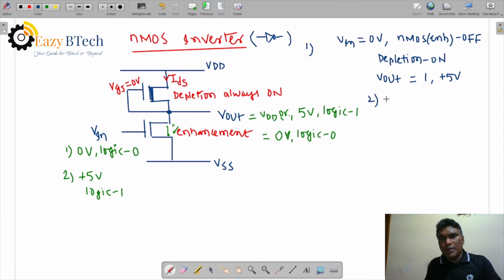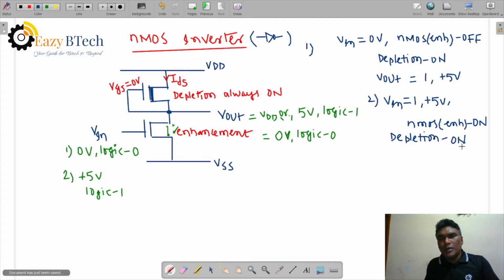Let us take the second one. Input voltage is equal to 1. We are applying logic 1, or plus 5 volts. What happens? The NMOS enhancement is on. Depletion is on, always on. Then what is the status of the output voltage? Output voltage is equal to 0 volts, or logic 0.